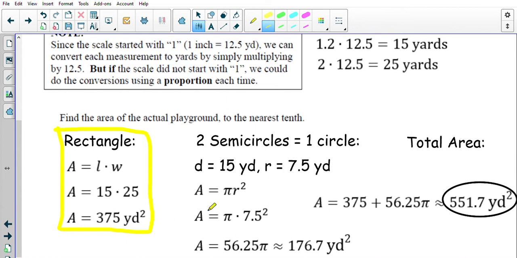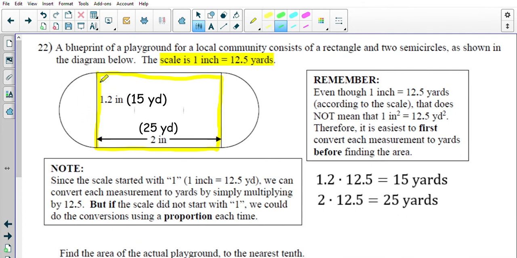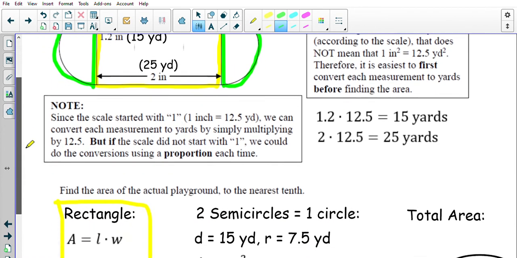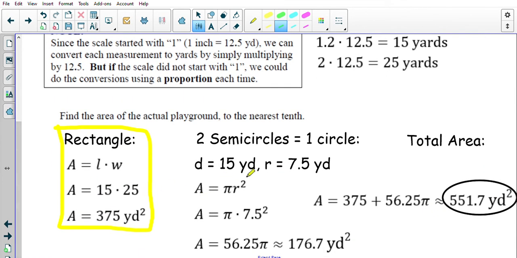So for the two semicircles, instead of doing a semicircle and then doubling it, I just said, well, the two semicircles are going to form one whole circle together. So I'll highlight those in green. The diameter of each semicircle, or the diameter of the whole circle, is going to be the 15 yards, this distance right here that I'm highlighting. So if the diameter is 15, the radius is 7.5 yards. So I just did pi r squared.